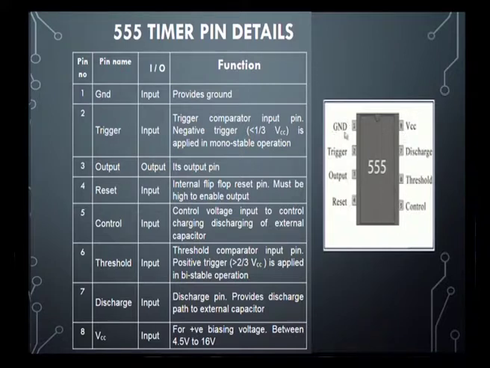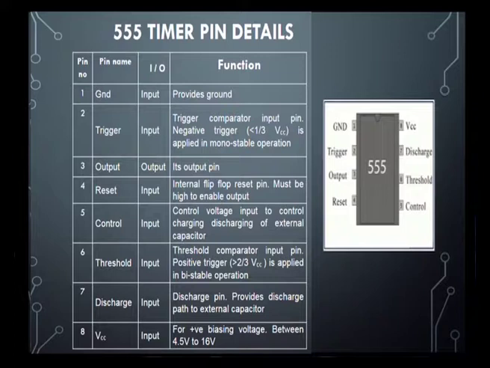The very first is ground, that is an input pin, and this ground provides the ground for the IC. The second pin, number 2, is the trigger, that is also an input type of pin, and this trigger pin helps us to trigger the comparator input. There will be 2 comparators that we are going to study in the upcoming slides. Internally there are 2 comparators inside the IC of the 555 timer. The trigger comparator input will help in a negative trigger, and this negative trigger is applied in monostable operation.